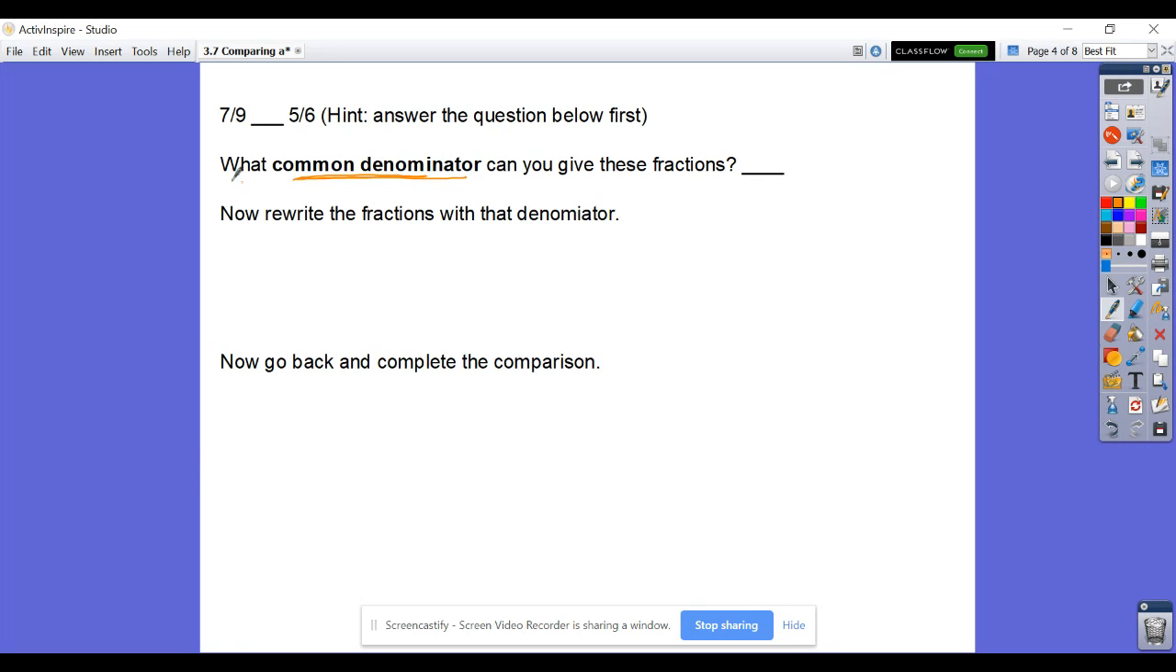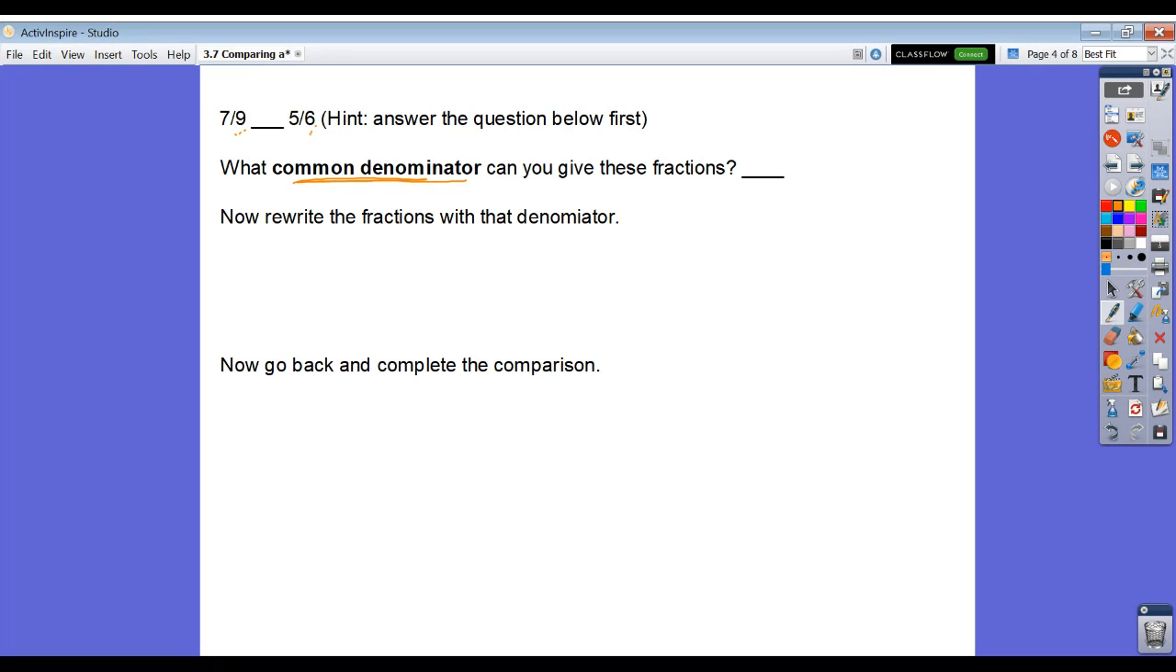So in this case, our two fractions are 7/9 and 5/6. And we want to know what would go in there: greater than, less than, or equal to. So your hint is to answer the question below first. So first, what common denominator would we want to give the fractions 7/9 and 5/6?